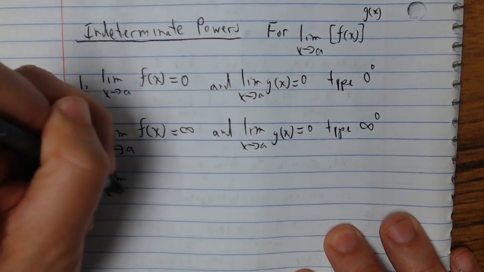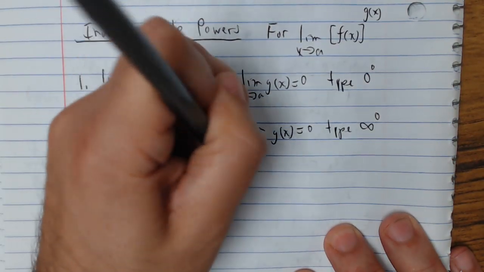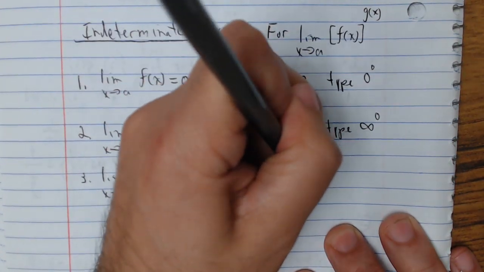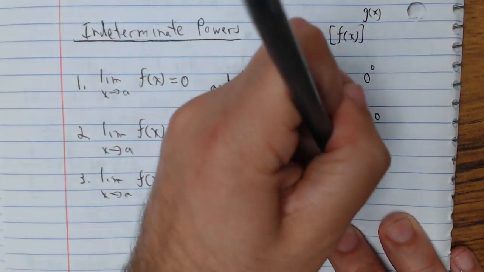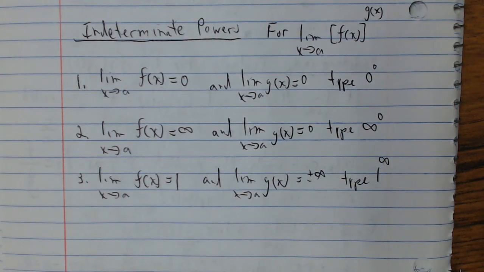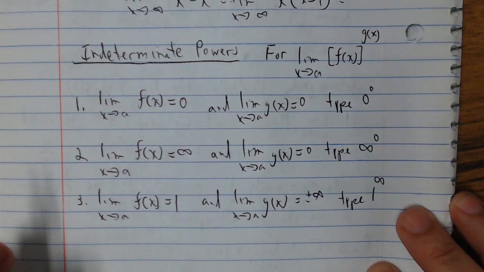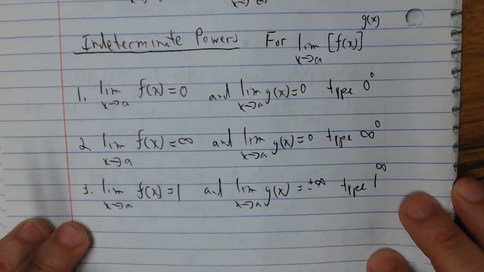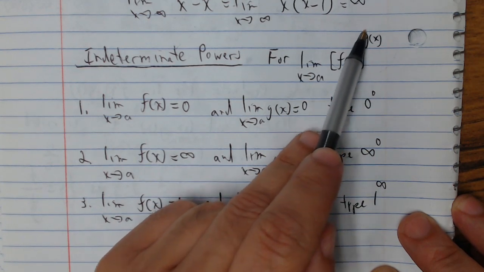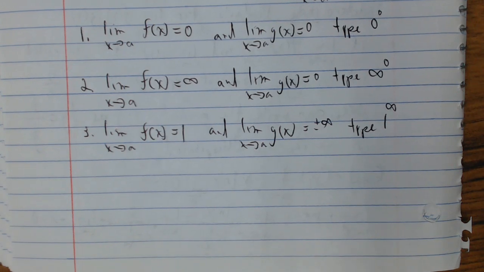And then the last type would be the limit as x approaches a of f of x equals 1, and the limit as x approaches a of g of x is plus or minus infinity. So this is of type 1 to the power of infinity. Okay, so let's talk about what the approach to this is, because here's the problem. To be able to write this as a fraction, I would somehow like to see if I could bring this down, okay? And hopefully you're already seeing what it is we need to do.